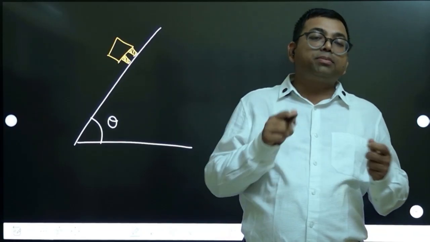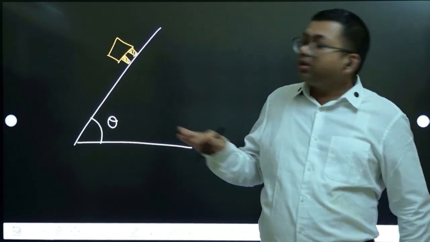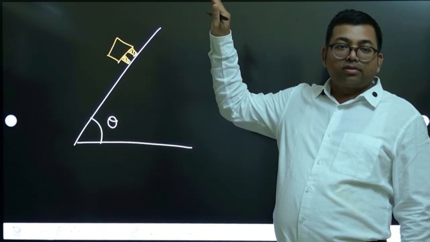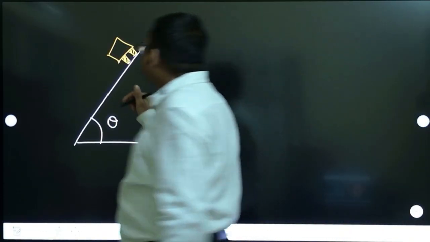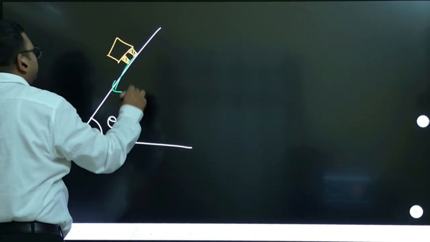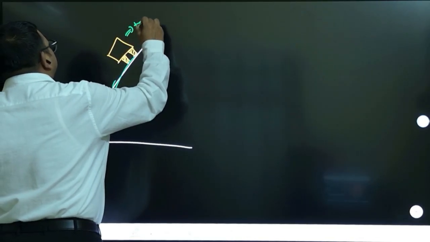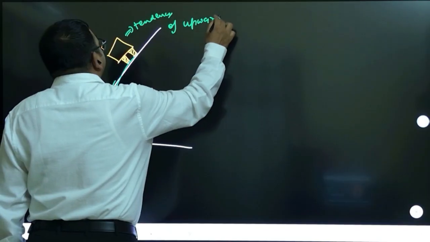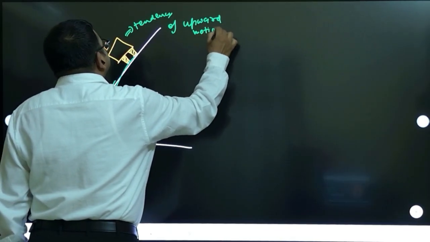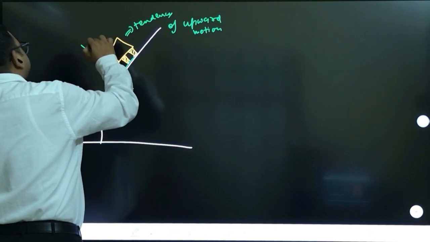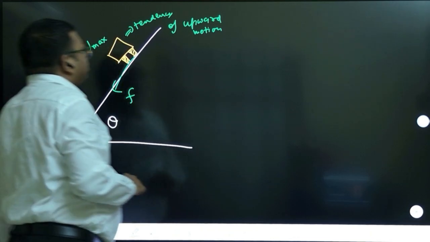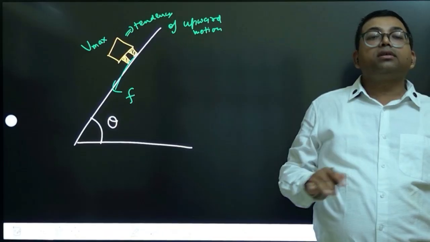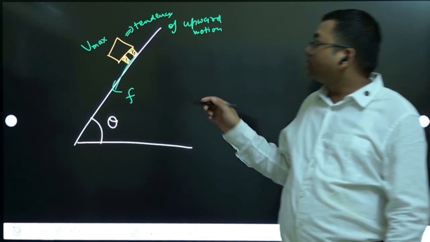Suppose this person is driving very fast, so he may start skidding or sliding upward. In that case, friction has to act this way. That means he has a tendency of upward motion. This tendency happens because he is driving at maximum speed, trying to go beyond it. So he can start sliding upward, and friction will act downward.